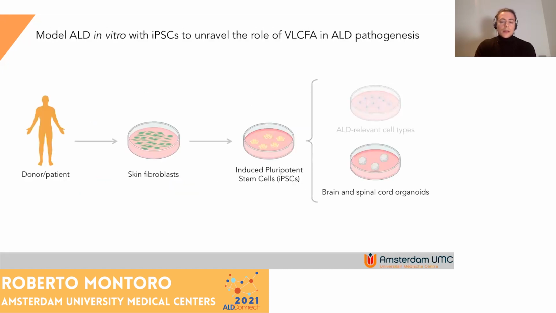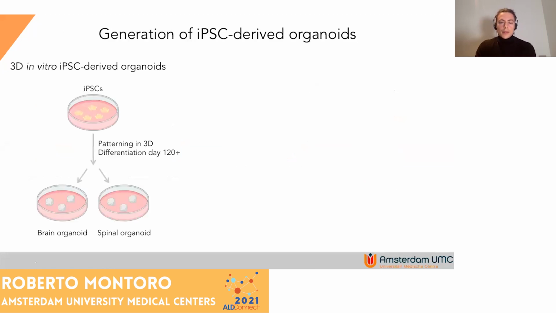So that was for 2D, but these induced pluripotent stem cells can also be differentiated in 3D to make brain and spinal cord organoids. An organoid is a self-structure that resembles an organ, or at least certain aspects of an organ. And this can be derived from iPSCs. This differentiation lasts around 120 days or more, and depending on the patterning, it can go to one or another region of the CNS.